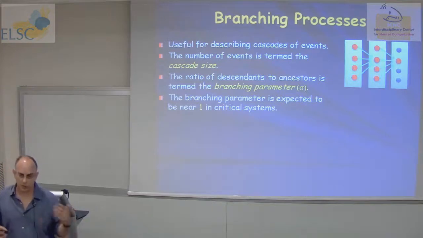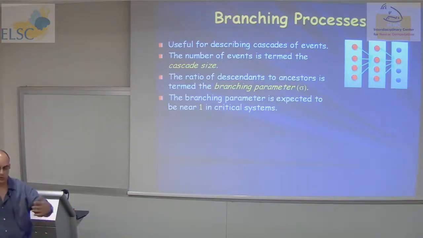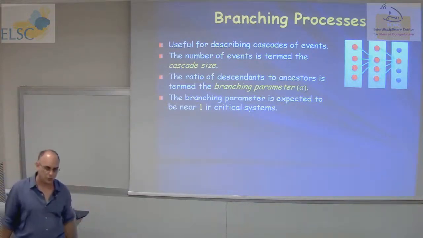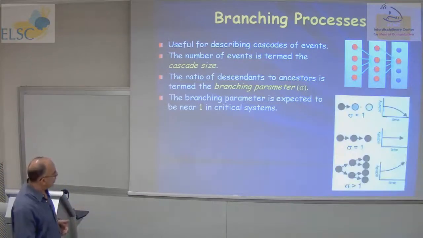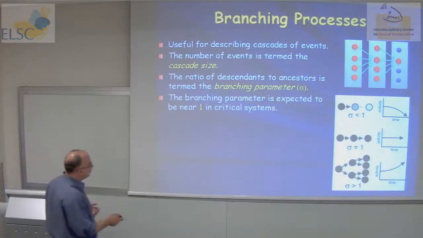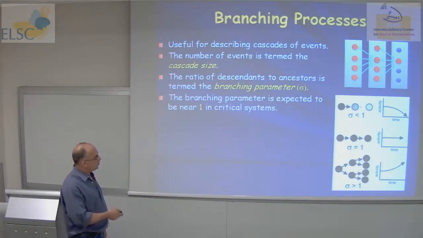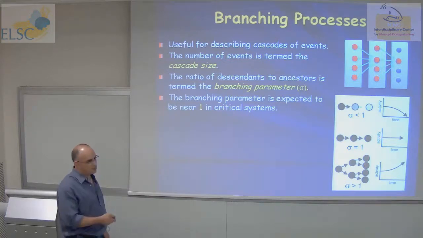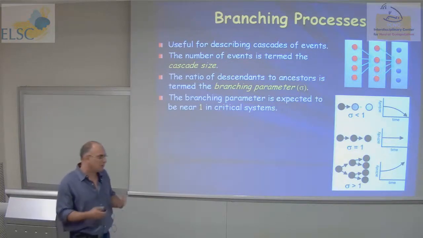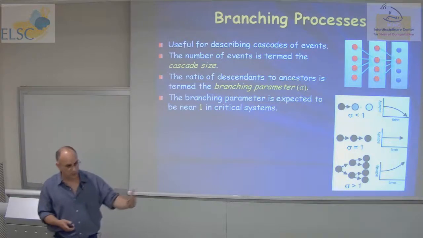If it's larger than 1, then you typically get explosion, because activity just blows up. Each time you get more and more active units. If sigma, the branching parameter, is smaller than 1, then activity dies out. So these are the two extreme scenarios, and in between, activity is maintained, but again, because of stochasticity, sometimes you get short cascades, sometimes you get longer cascades.